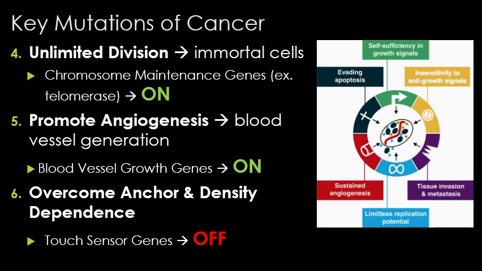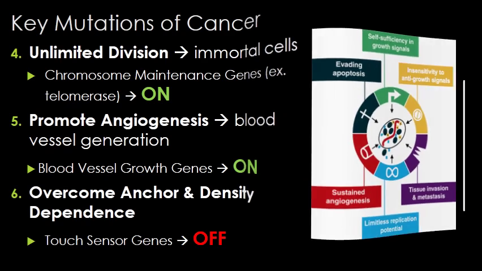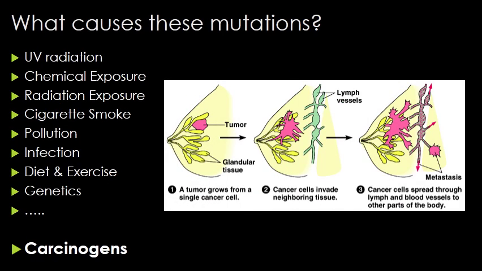So by being able to turn the touch sensor genes off for attachment purposes, cancers are able to invade other tissues and metastasize. So they need to turn those genes off. The great majority of cancers, some 90 to 95% of cases, are due to environmental factors. The remaining 5 to 10% are due to inherited genetics.